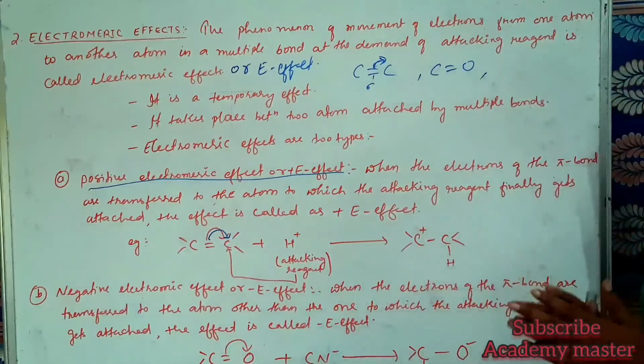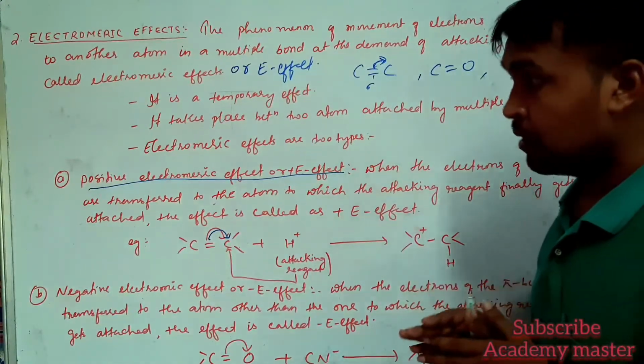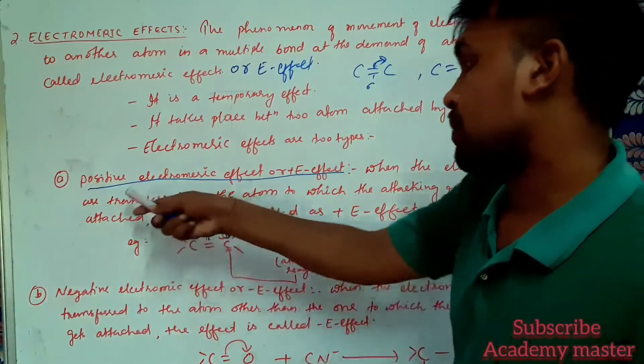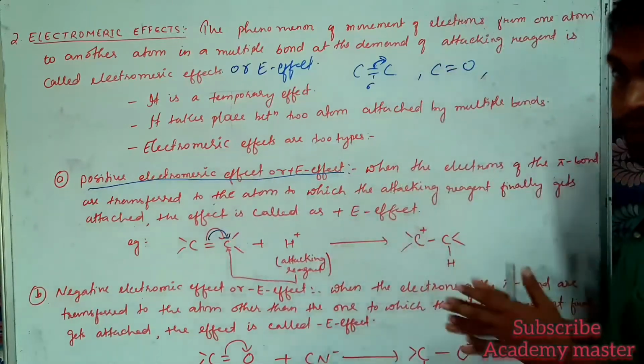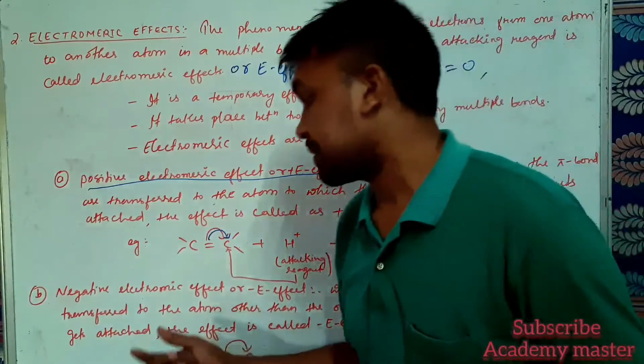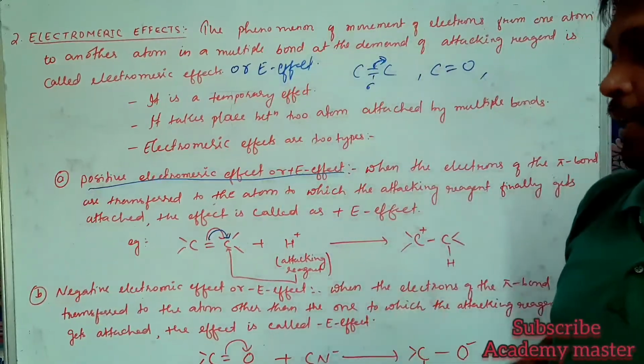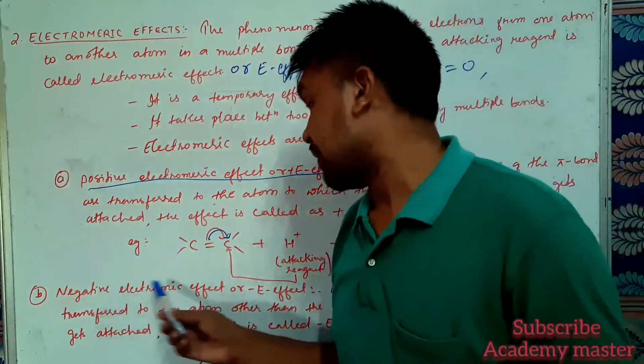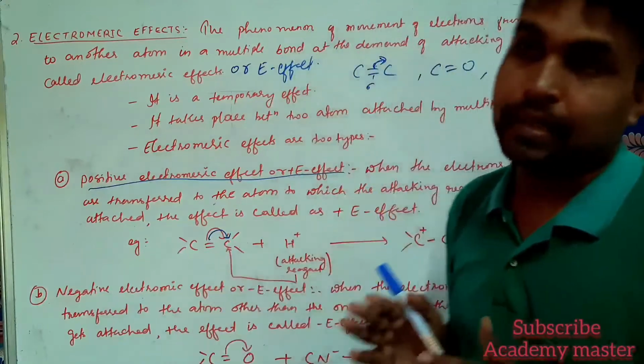So that kind of electromeric effect, we call it what? Positive electromeric effect. I hope it is very clear, dear students. Okay, now let us go to the next, the second type. The second type is what? Negative electromeric effect, or minus E effect.